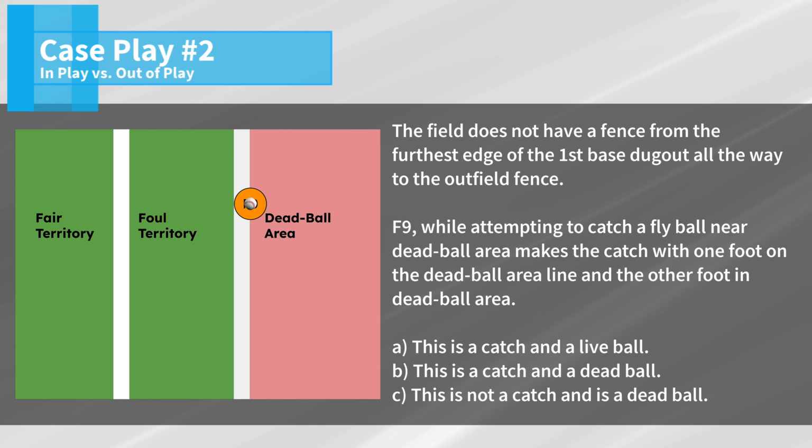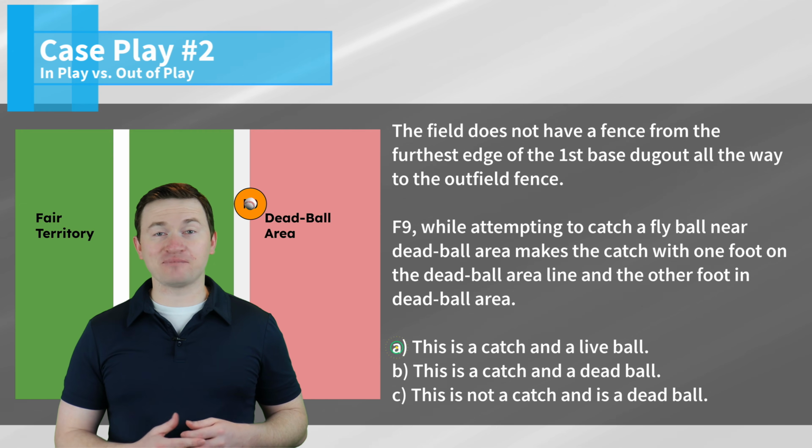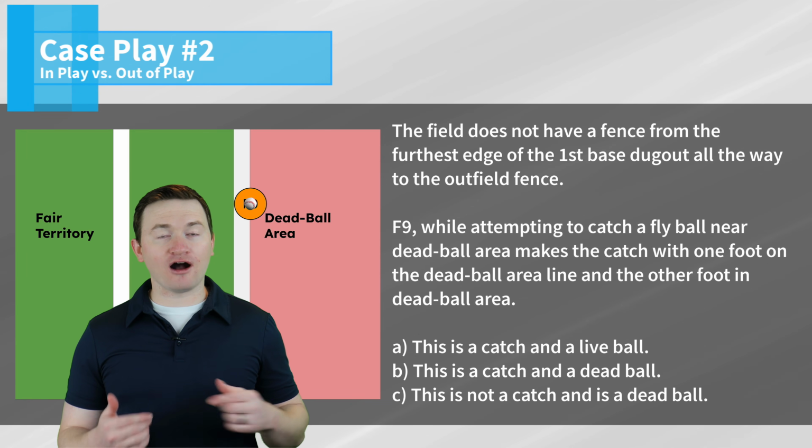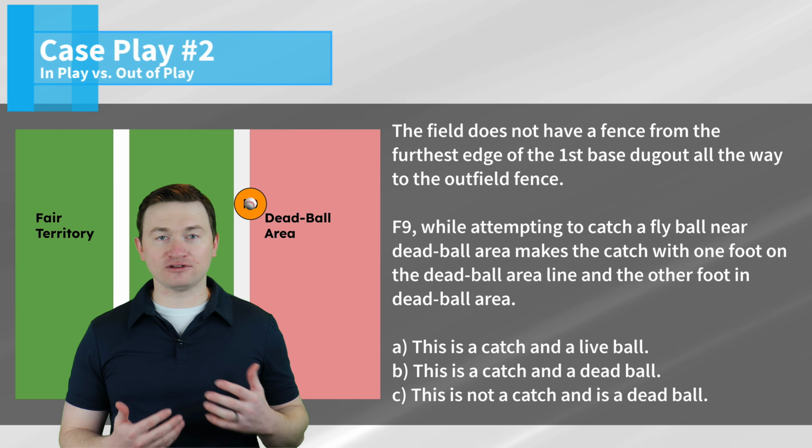Is this A, this is a catch in a live ball? B, this is a catch in a dead ball? C, this is not a catch and is a dead ball. The correct answer here is A. This is a catch and the ball remains live. As long as he keeps that one foot on the line, he's considered in live ball territory.